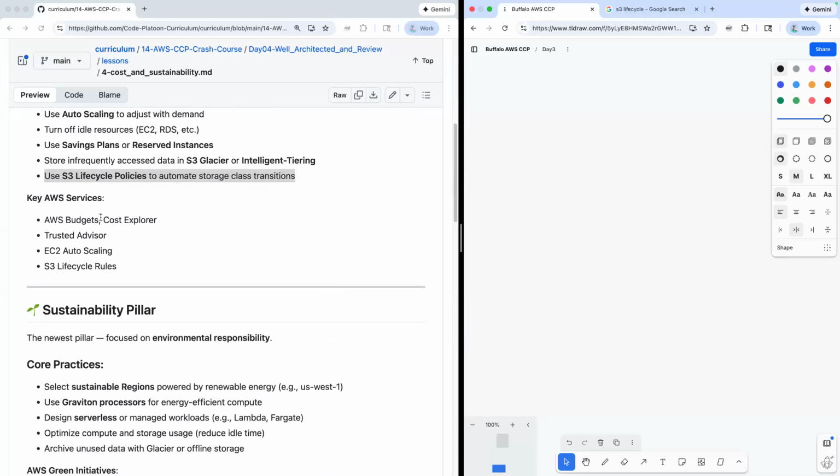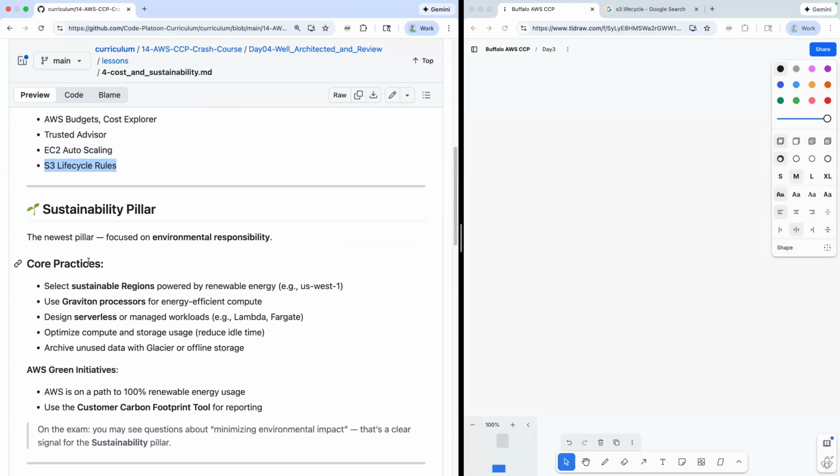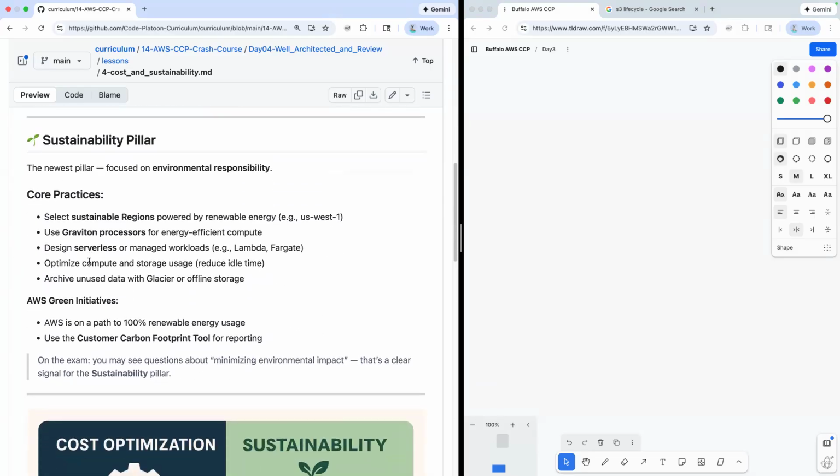Relevant AWS services, of course: anything related to cost, Budgets and Cost Explorer, Trusted Advisor, because this automated tool gives us advice on cost optimization, Auto Scaling, because auto scaling is good and it can spin EC2s up and down, and the S3 lifecycle rules. So that's the cost pillar.